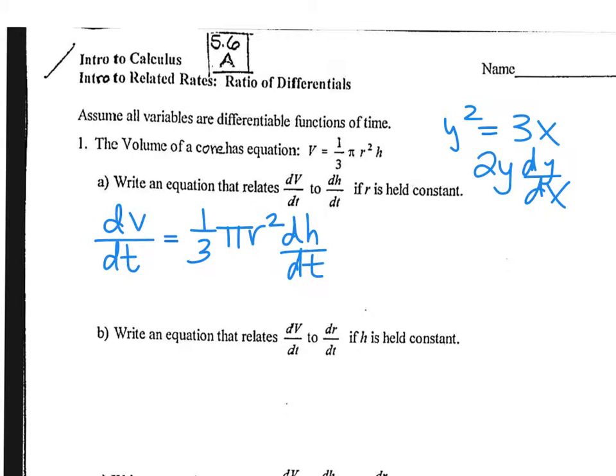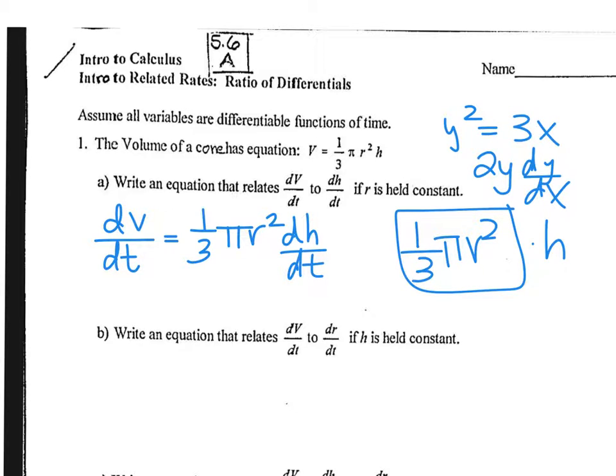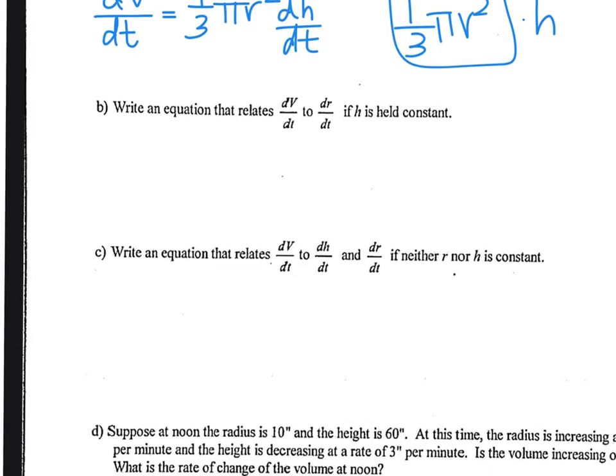This whole thing's not a constant, though. This right here, this 1/3 pi r squared, that's the constant times h to the power of 1. Exactly. Yep. No, I'm glad you said that. No, that's right.